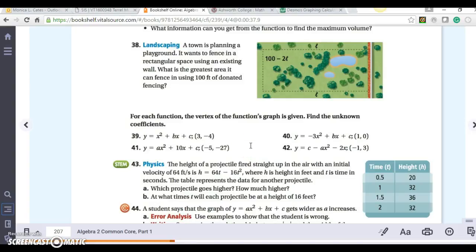Okay, let's take a look at problem 43 on page 207. It says the height of a projectile fired straight up in the air with an initial velocity of 64 feet per second is h equals 64t minus 16t squared, where h is the height in feet and t is time in seconds. The table represents the data for another projectile. Which projectile goes higher? How much higher?